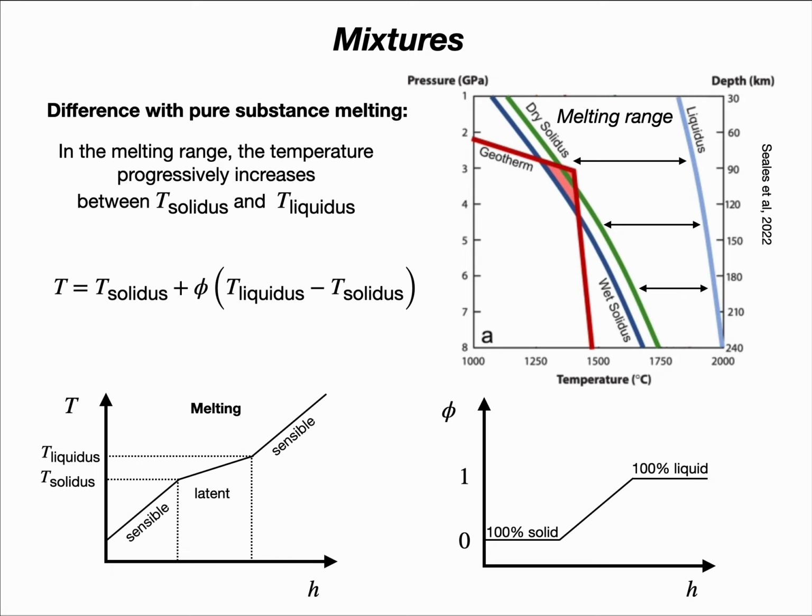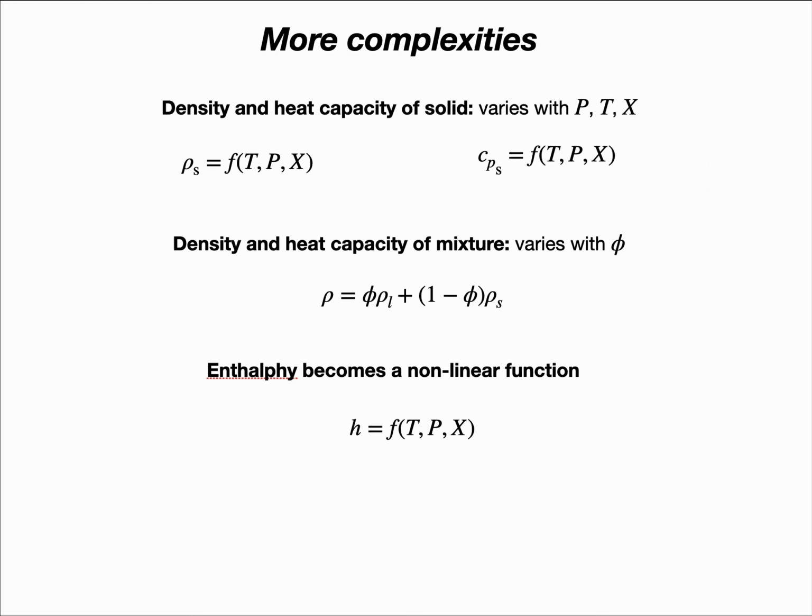And this we can also determine for the simple case here, that the temperature should vary smoothly or linearly from T solidus to T liquidus as a function of the fraction phi. So here you see the two diagrams which you're going to construct during the exercise. Of course, there are more complexities that should be taken into account.